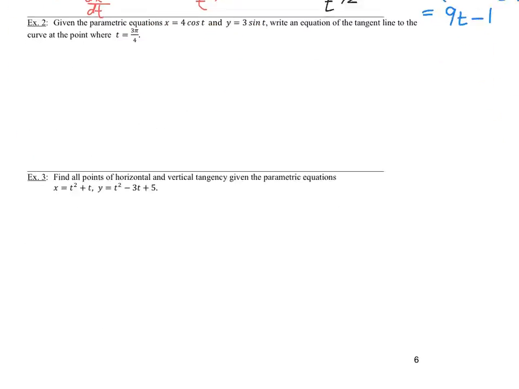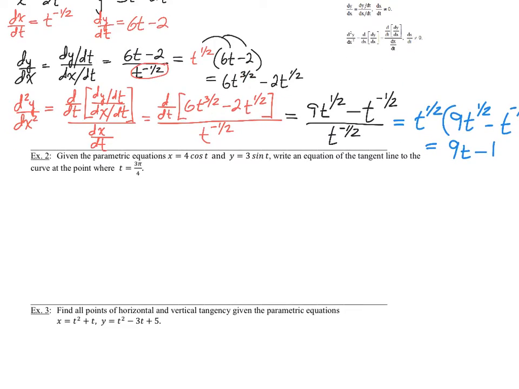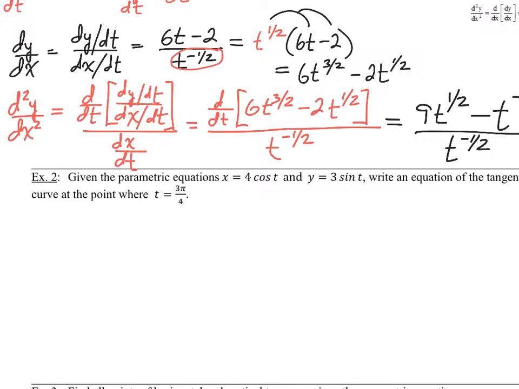So that would be page 6. Numbers 2 and 3 are the next arc problems. Given the parametric equations x equals 4 cosine t and y equals 3 sine t, write an equation of the tangent line to the curve at the point where t is equal to 3 pi over 4. All right, so equation of a tangent line, that should sound Calc 1 familiar.